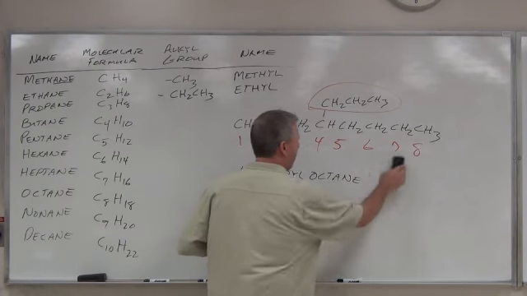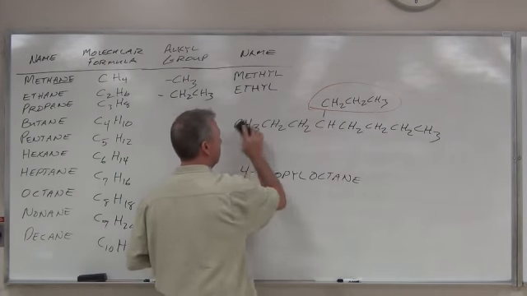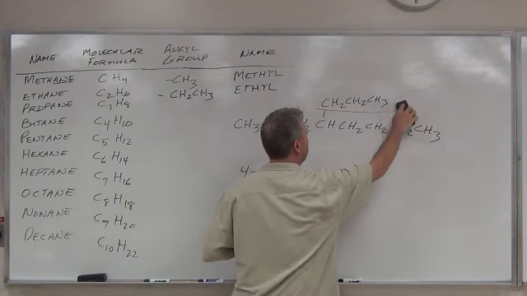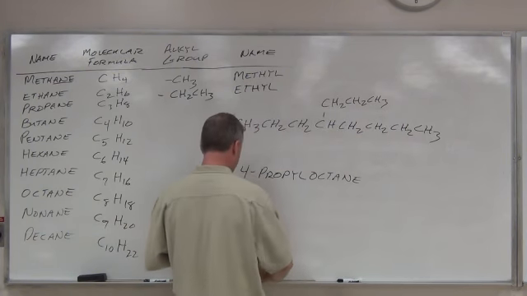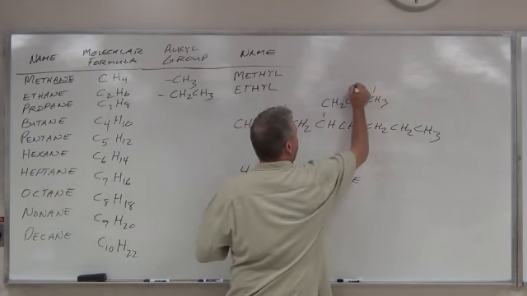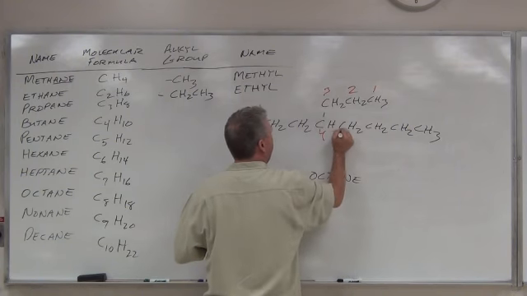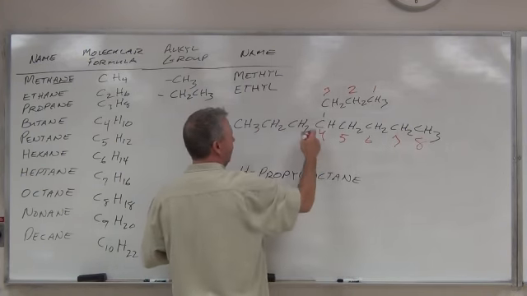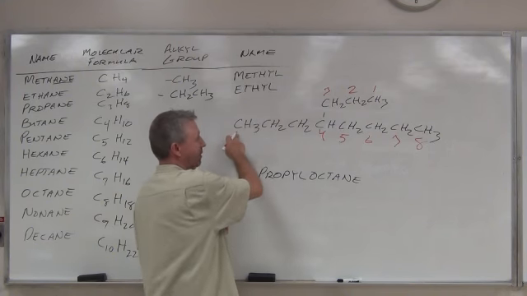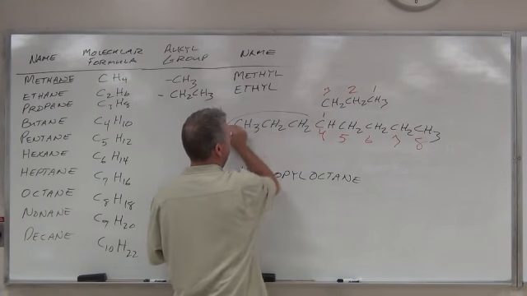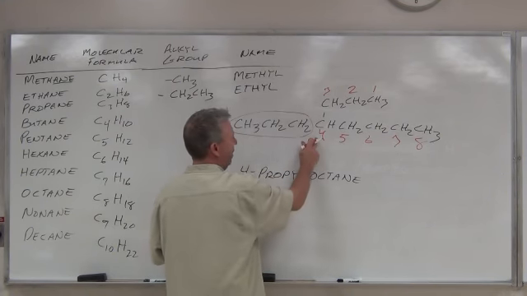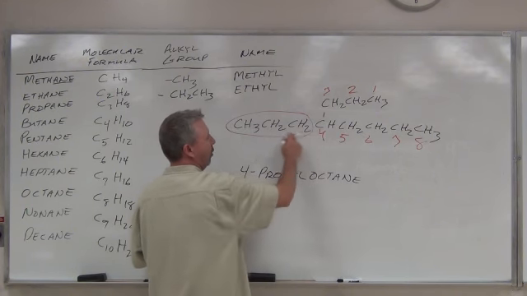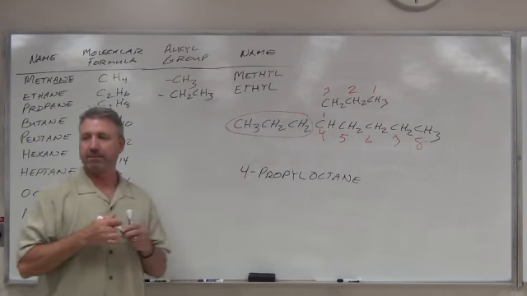If I went the other way, 1, 2, 3, 4, 5, 6, 7, 8. I still have 8. 4, 5, 6, 7. That's only 7 going this way. I still have a propyl group at carbon 4. It's still 4-propyl-octane.